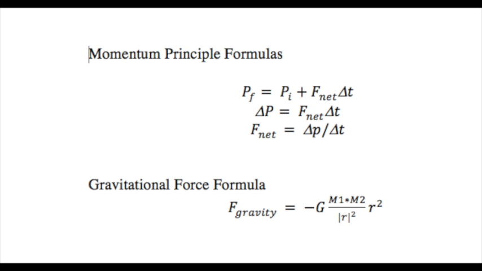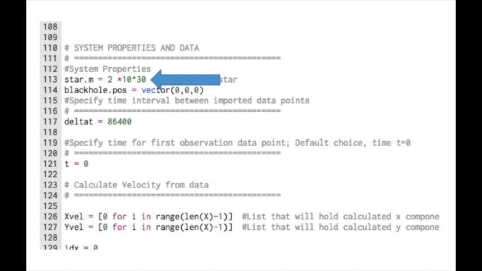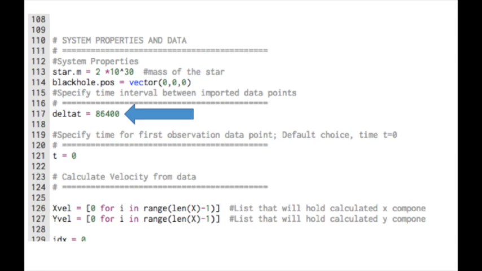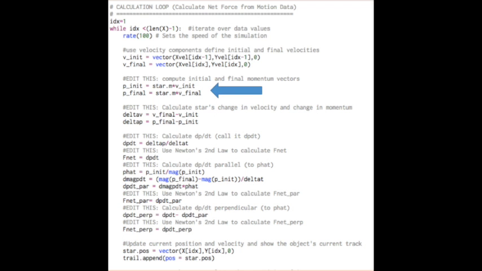To start the lab, we were given initial values of data. First, we were given the mass of a star that is in revolution around the black hole. Then we were given the position of the black hole, and finally the change in time, which is equal to 1 day, converted to seconds, equal to 86,400 seconds. After the first while loop that is used to calculate the velocity, we are able to start to calculate the mass of the black hole.